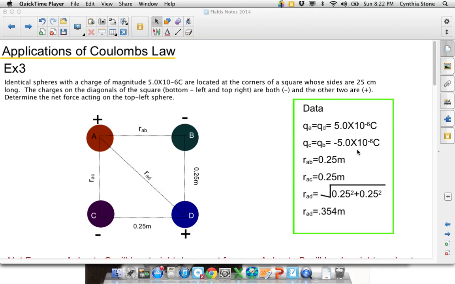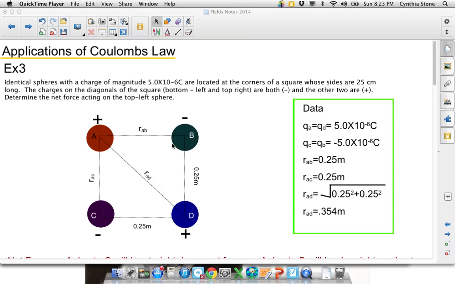We're given the 4, I guess, charges. And C and B here are negative, and those 2 are positives, the only difference. We know the distances, because it's 25 centimeters on the sides of the square. And then we need to know the distance between A and D, and that I applied Pythagorean theorem. Right, here's a right angle triangle. So applied Pythagorean theorem to find RAD, it's approximately 0.354. I'm guessing I rounded to get that.